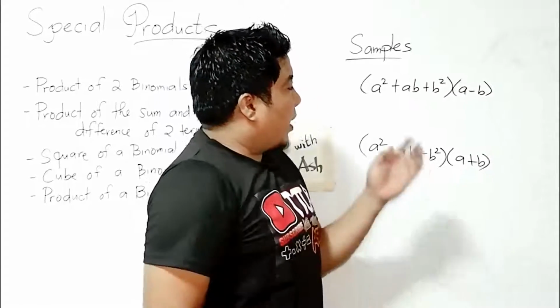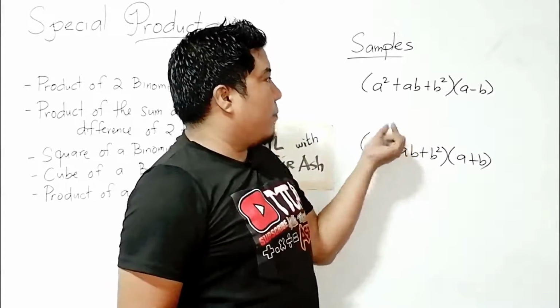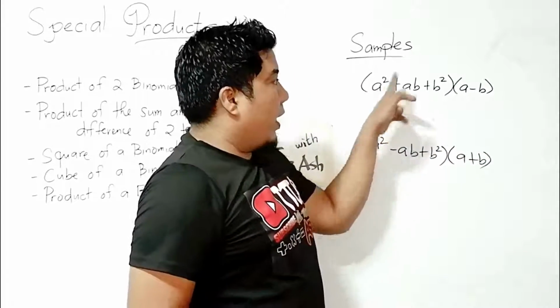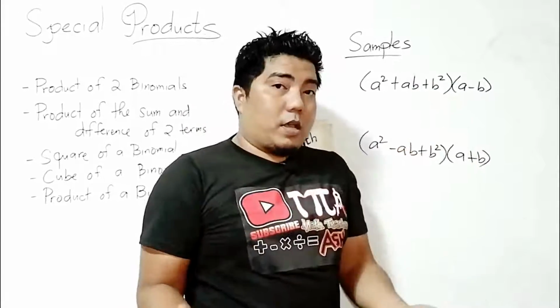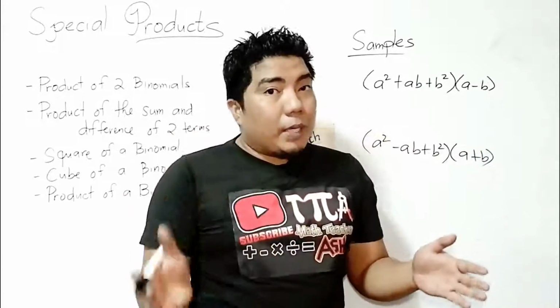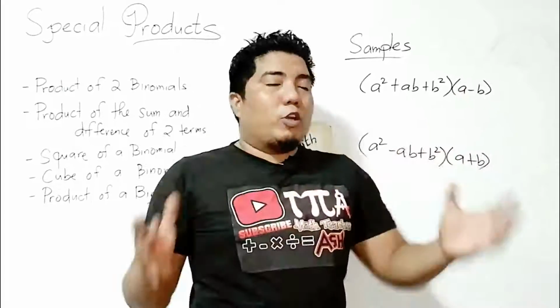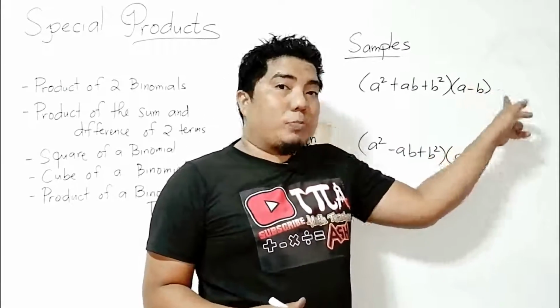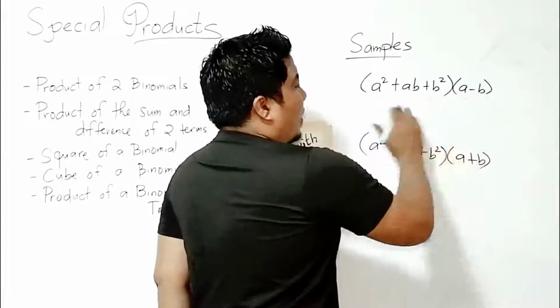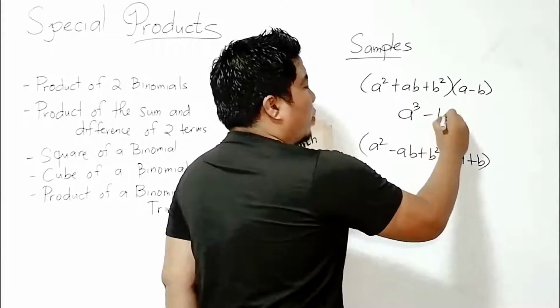Okay? So, in this case, as you can see, this is an example where your first term and your last term is a perfect square, and your middle term is the product of a and b. And then, your binomial is basically a minus b. So, if this is the case, then the answer for this one is a cubed minus b cubed.